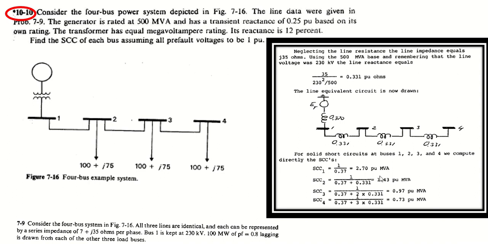So this is how you compute your short circuit capacity. Is it clear? Was it hard? That's all you have to do. That's the solution. Anyone has any questions?